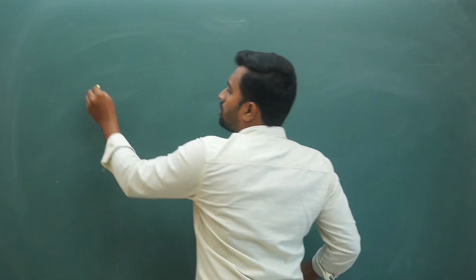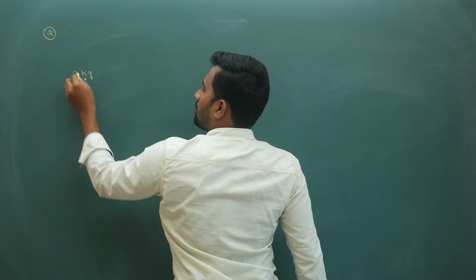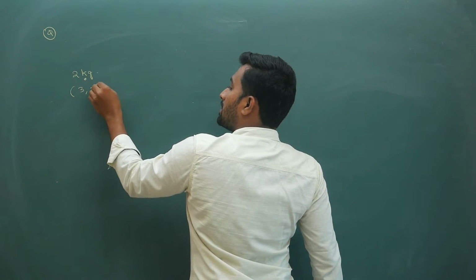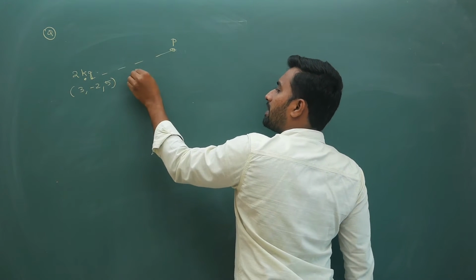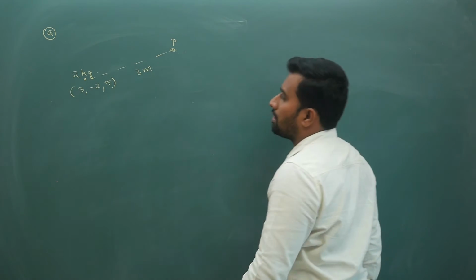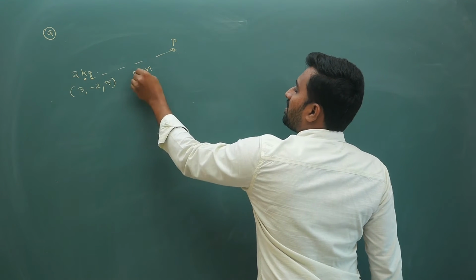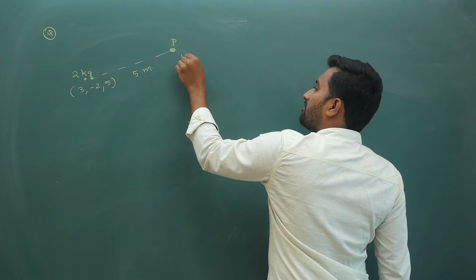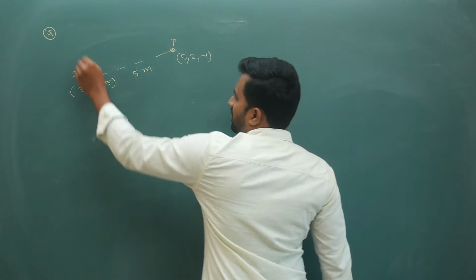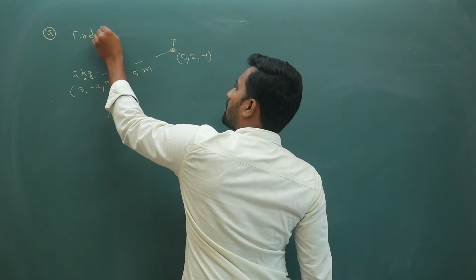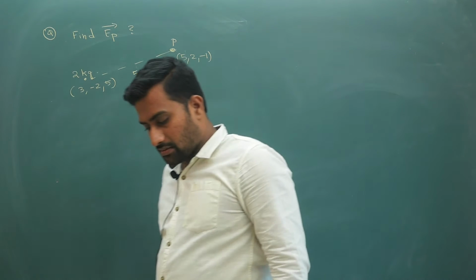There is a 2 kg mass placed at (3, -2, 5). There is some point P at a distance of 3 meters. Not 3, 5, at some other point (5, 2, -1). The question is, find the gravitational field at P. Find E_P bar. One minute time, give the answer.